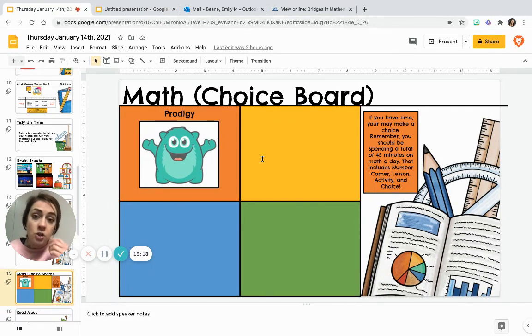So maybe you set your timer, because I know sometimes when you're playing a game, you lose track of time. So set a timer to make sure that you're only spending 10 to 15 minutes on a choice on the choice board.